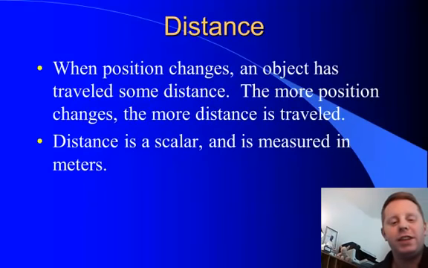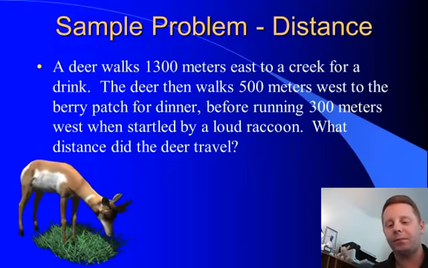When position changes, an object travels some distance. How far you've gone is your distance traveled. The more position changes, the more distance is traveled, of course. Distance is a scalar, and its standard unit of measurement is the meter.